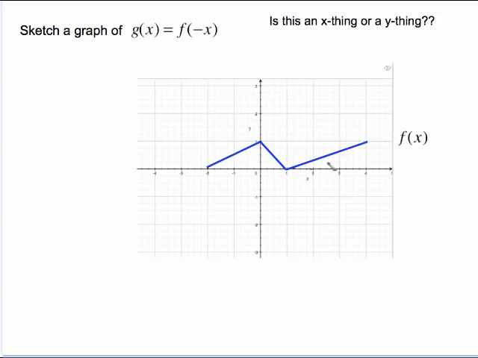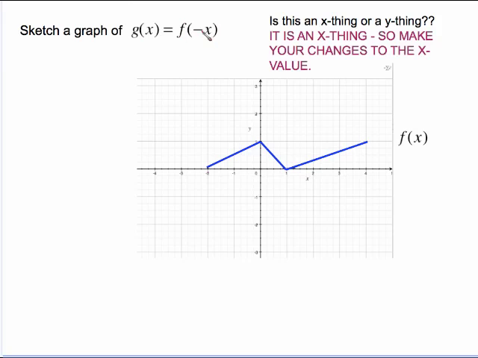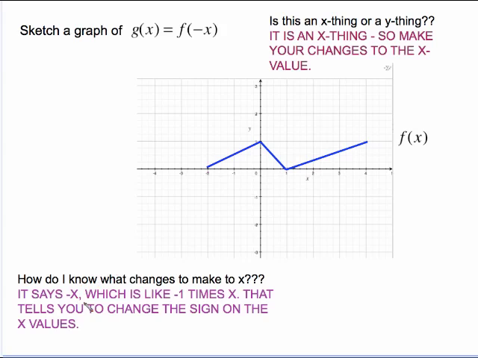So here's just that same funky little graph of my f of x. I look at this and I have to decide now that I know that there's two different kinds of flips, is this an x thing or a y thing? Well, where is your negative? Your negative is inside here, so it's an x thing. So we're going to make changes to the x value only. And how do we make changes to the x value? This says negative x. This is like negative 1 times x. And what that says is just change the sign on the x values.